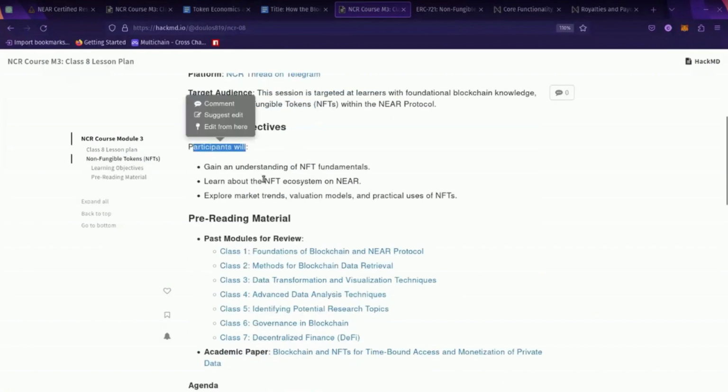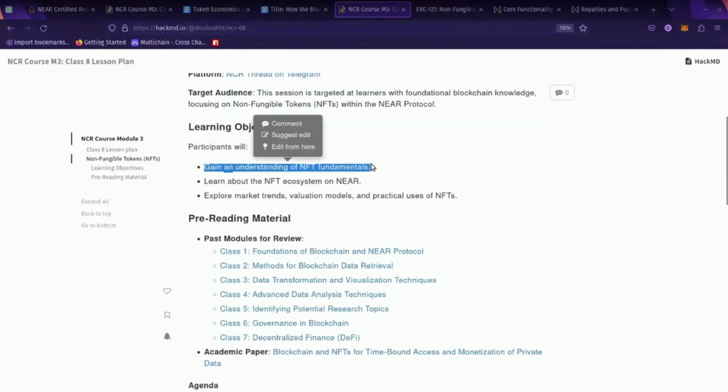Participants of the class should be able to gain an understanding of NFT fundamentals. So I'll be focusing on that aspect. Just like if you're talking to someone in a conversation and they bring up NFTs, what are some points of conversation to bring up? Specifically talking about the NFT ecosystem on NEAR. So obviously maybe you've heard of OpenSea or Rarible or these incumbent NFT platforms from Ethereum or from other blockchains. But the idea is, how do NFT platforms differ on NEAR? How are they the same? And then this part, more on the practical use case of NFTs.